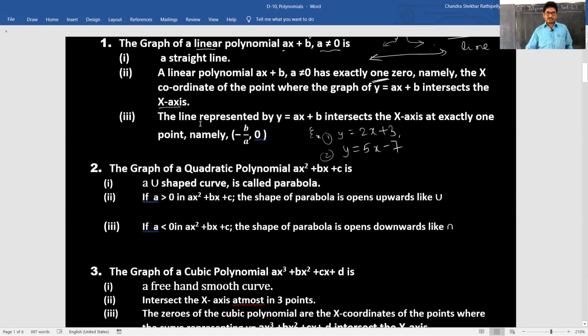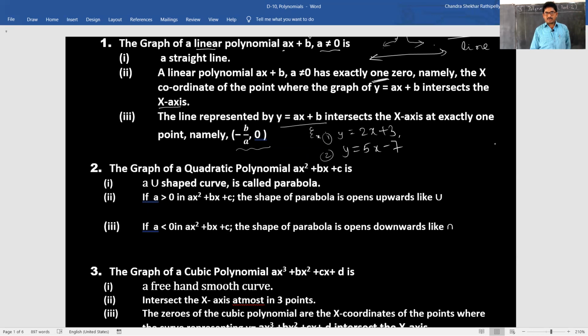Next, point number 3. Understood, ma? The line represented by y is equal to ax plus b, this is a linear polynomial, intersects the x-axis at exactly one point, namely minus b by a, 0.